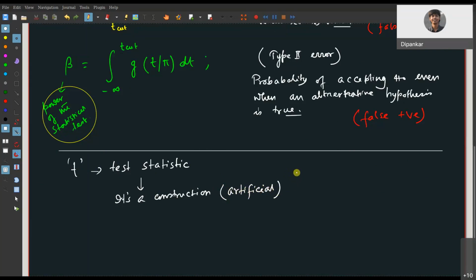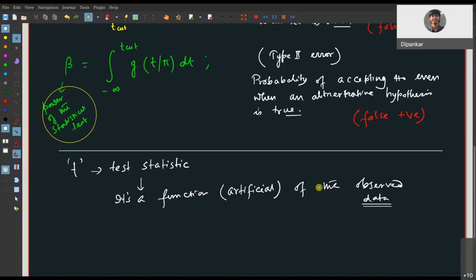It's a construction from the data. Then it's a function. It's a function of the observed data. Okay. And what kind of function it needs to be, that again will be a question of choice that I will discuss a bit in more detail.